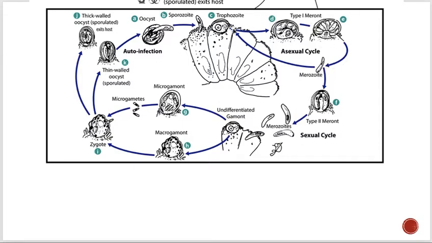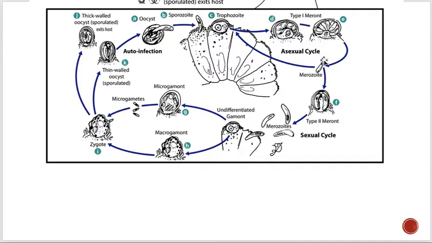So trophozoites, oocysts release sporozoites, sporozoites change into trophozoites, and trophozoites go into the merogony cycle or asexual reproduction, and they will produce what? They will produce merozoites.